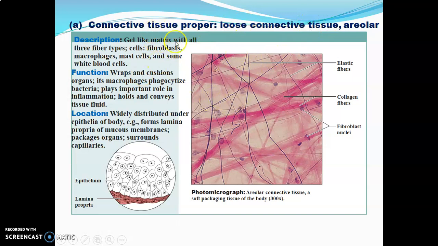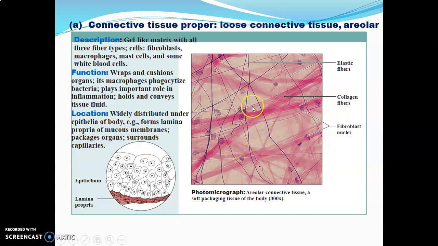So the loose connective tissue, we have areolar. Of course, you start with the cells: we have fibroblasts, macrophages, mast cells, and we also have the ground substance, which is gel-like, the extracellular matrix. Areolar just wraps and cushions the organs. So where do we find it? In the lamina propria. Medical students, even BSc, will be asked in your CBT to name 4 areas with areolar tissue: lamina propria of mucous glands, functions to package organs, and also it's found around capillaries.